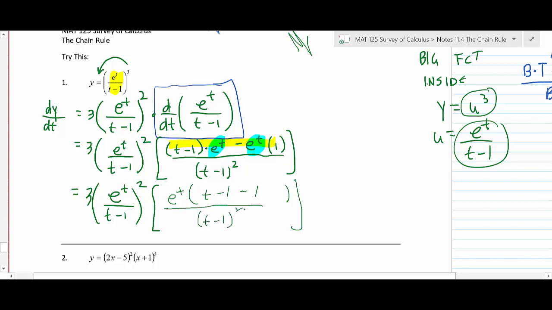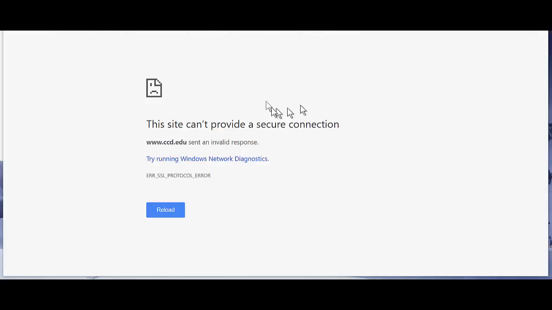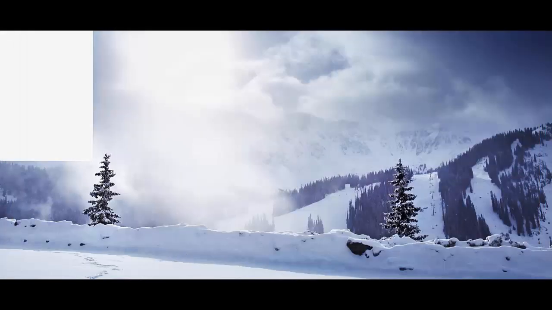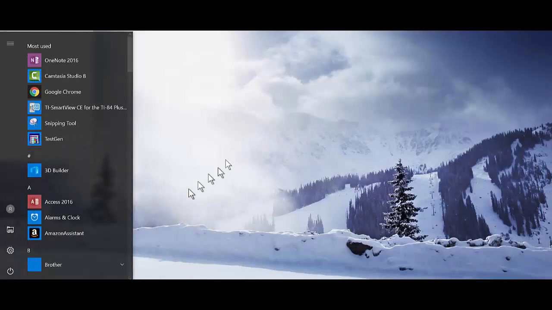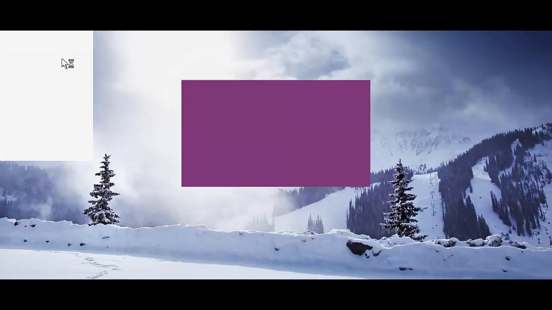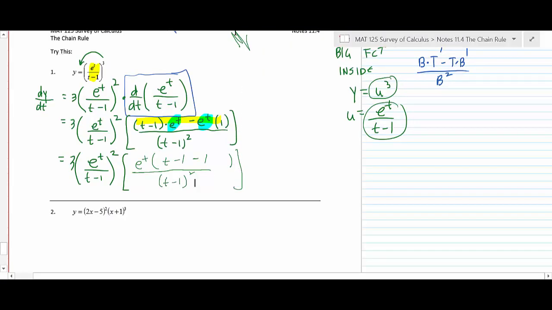Something's happening with my pen here. I'm going to close this just real quick. I think this connection's a little funny today. Okay, let's see if I can stop it from doing this dark or something.